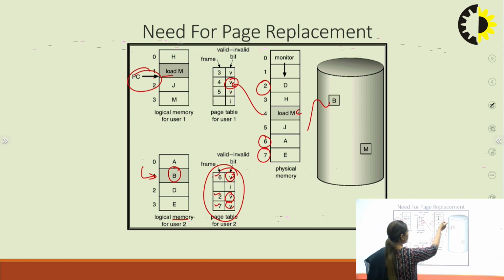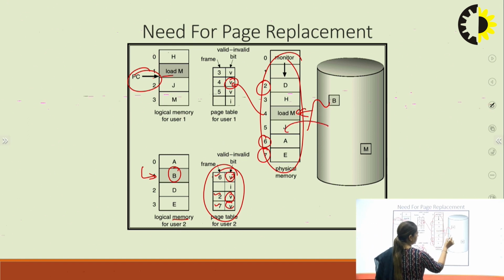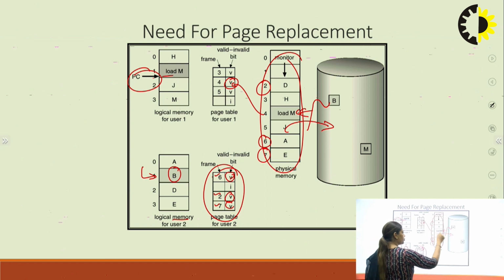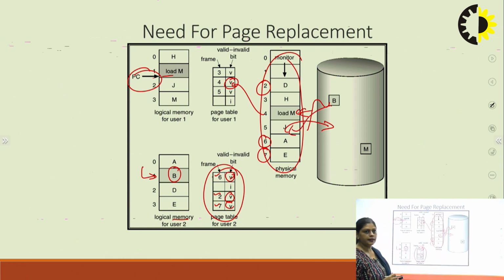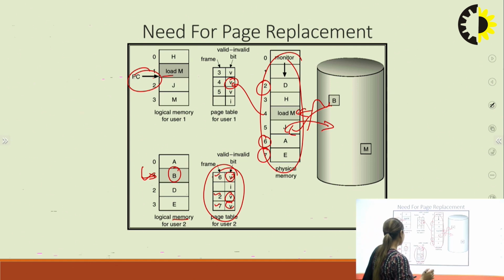But there is no space in the physical memory. Now, where to fit B? Where to set B now? For setting B, one of these pages has to be swapped out to swap in B here. So this is the need for page replacement, so that we can fulfill the desire of this particular user 2, because at that time it requires B. If it does not get B, it will be halted, it has to wait, and the CPU utilization will be less in that case.